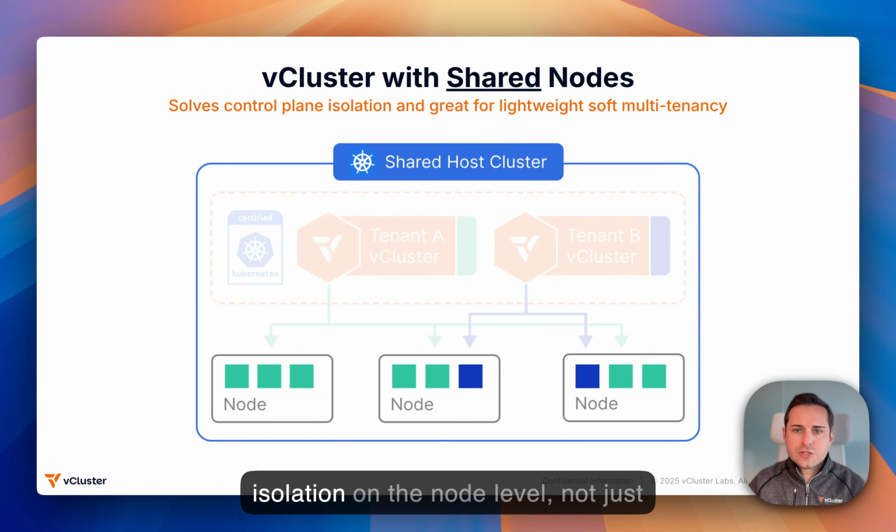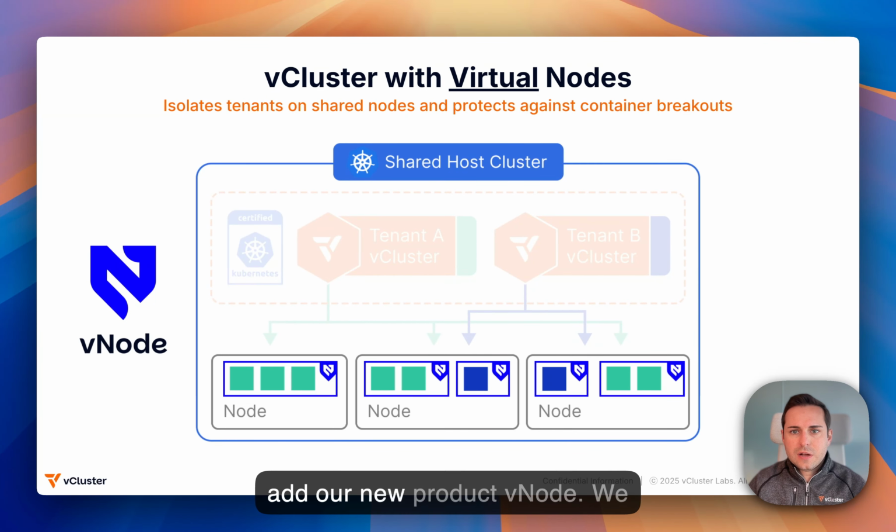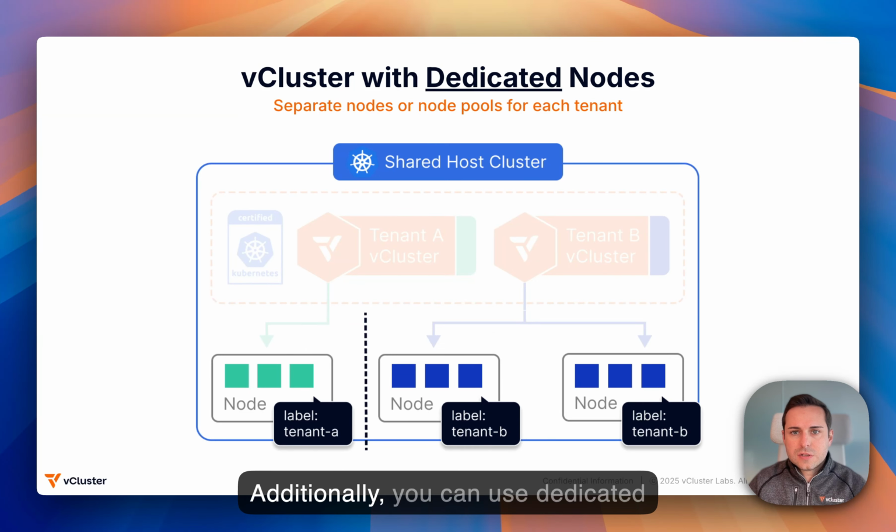If you want more isolation on the node level, not just on the control plane level, you can add our new product vNode. We launched it in April this year. It's a very exciting tool that essentially sandboxes containers from the same virtual cluster into what we call a virtual node. This prevents a lot of noisy neighbor issues and prevents container breakouts. Additionally, you can use dedicated nodes via node selectors in vCluster. That's a feature that's also available today.